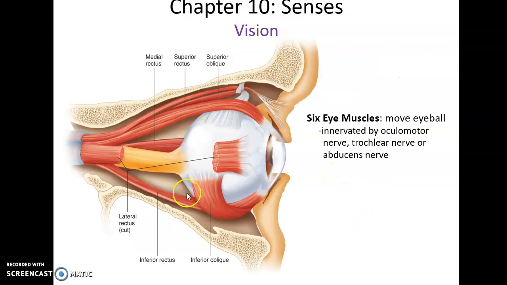There are 6 muscles that attach to the eyeball directly and are able to move the eyeball. These muscles are innervated by the oculomotor nerve, the trochlear nerve, or the abducens nerve.